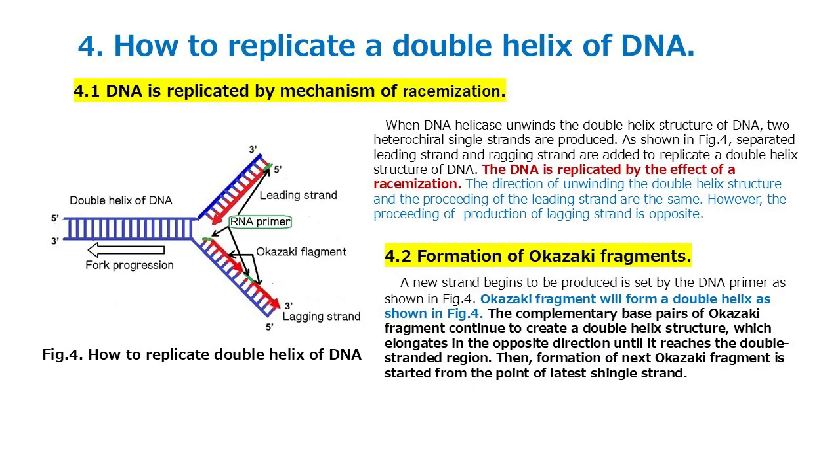The complementary base pairs of Okazaki fragment continue to create a double helix structure, which elongates in the opposite direction until it reaches the double-stranded region. Then, formation of next Okazaki fragment is started from the point of latest single strand.